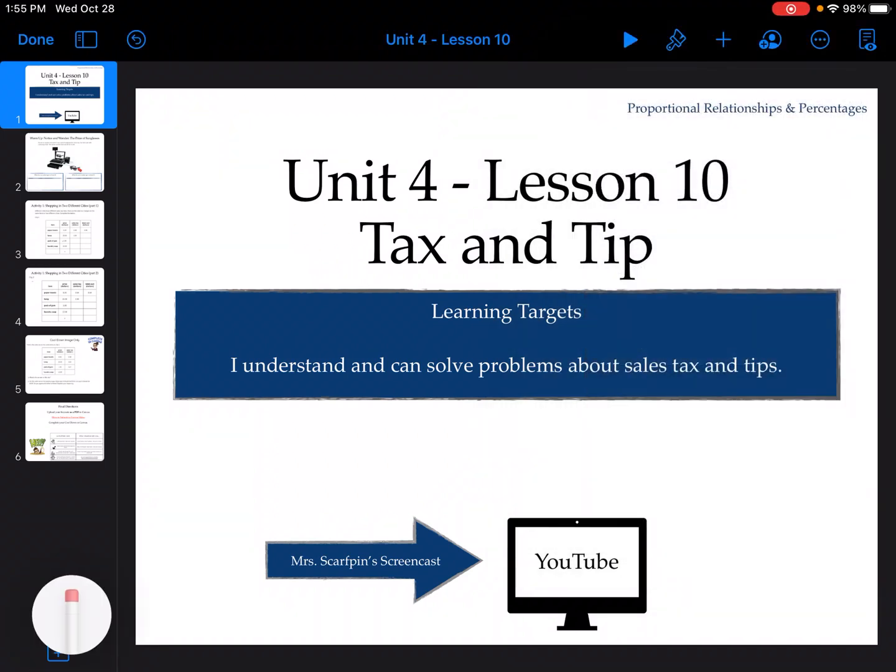Unit 4, Lesson 10, Tax and Tip. I understand I can solve problems about sales tax and tips.